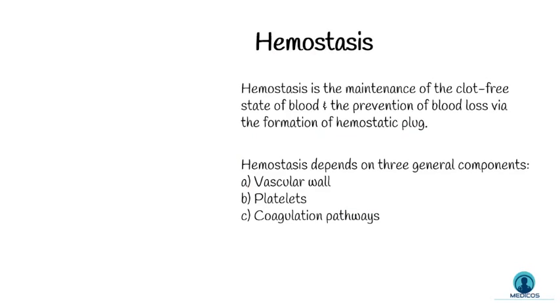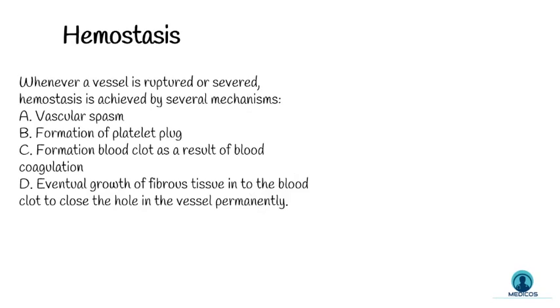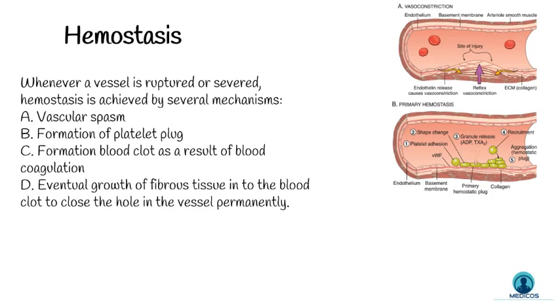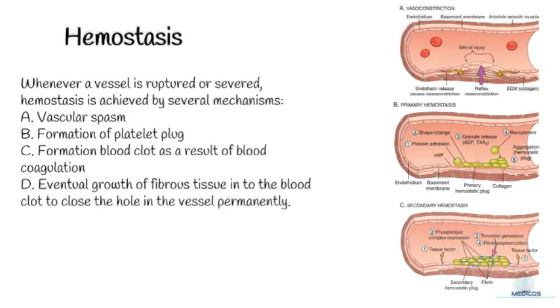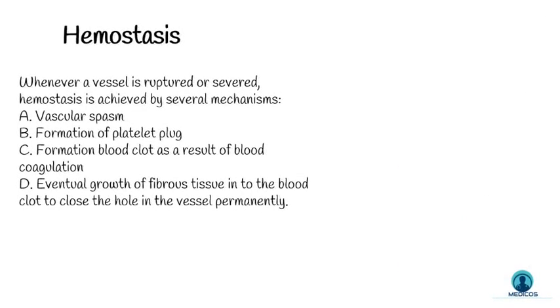Hemostasis is the maintenance of the clot-free state of blood and the prevention of blood loss via the formation of hemostatic plaque, and it depends on three general components, which are vascular wall, platelets, and coagulation pathways. Whenever a vessel is ruptured or injured, hemostasis is activated by four stages, and these are vascular spasm, formation of platelet plaque or primary hemostasis, formation of blood clot as a result of blood coagulation or secondary hemostasis, and eventual growth of fibrous tissue in the blood clot to close the hole in the vessel permanently. We will talk about these processes in a separate video.